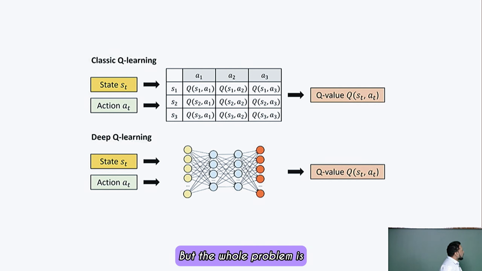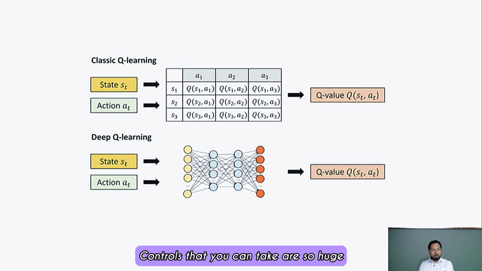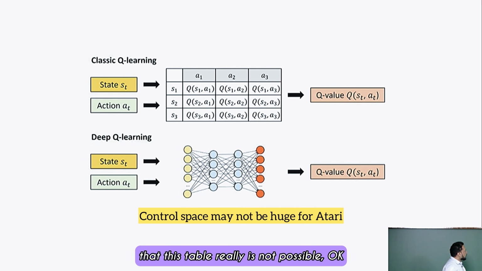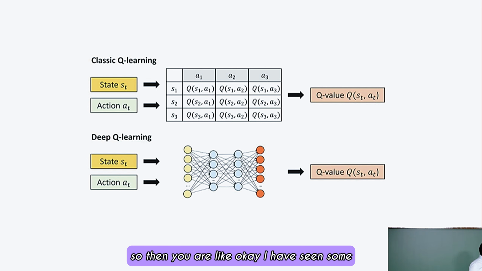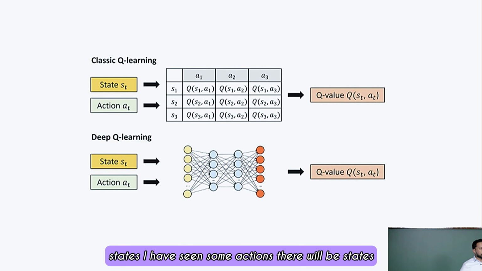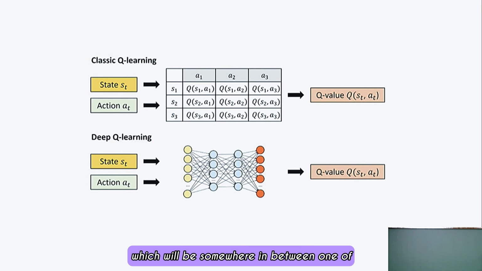But the whole problem is that when you play games like Atari, the state space and the controls that you can take are so huge that this table really is not possible. Okay, so then you say, I have seen some states and some actions. There will be states which lie somewhere in between these. So can you interpolate for me?